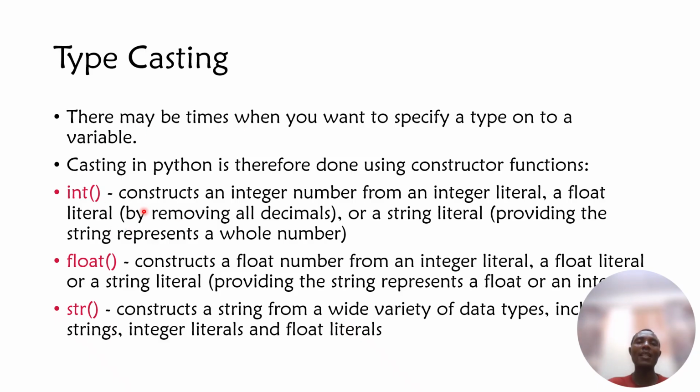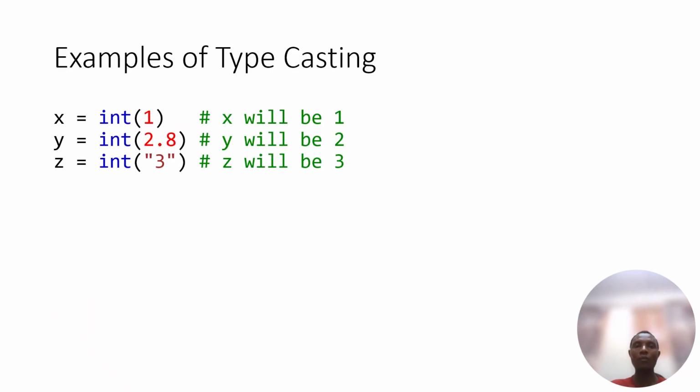So the variable that you have declared, you can cast it. It could be an integer, could be a float, and so on. Here is an example. X is equal to int of 1, meaning that this is going to be an integer. X will be 1. Y equals int of 2.8 is going to be 2 because it's an integer. For this one, int, even if you have put it in quotation marks, it will be converted into an integer.